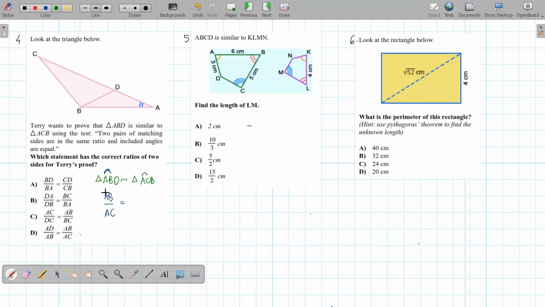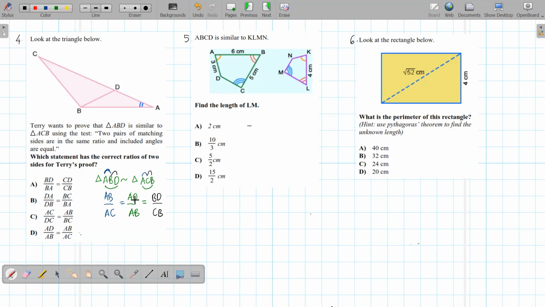I'm going to take AD. If I take AD, it will correspond to AB. And then if I take BD, it corresponds to CB. Now we have found all of the pairs of matching sides, and the ratios must be equal.